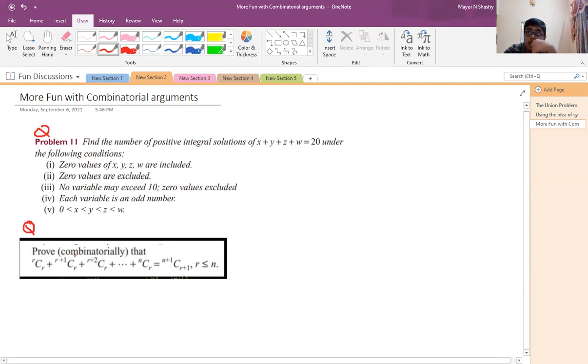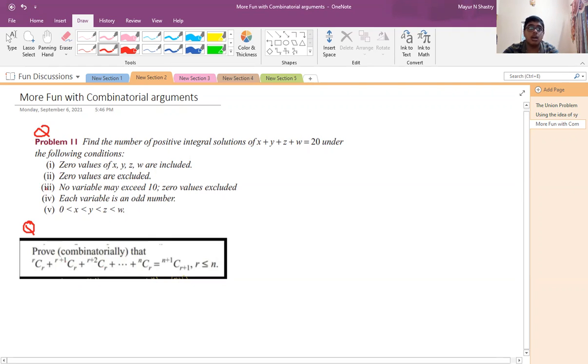So maybe that gave me an idea: can we use this number of positive integral solutions to prove this combinatorially? Can we do that? Maybe it's possible. And yes, I could do it, and that's why I've come here to share this with all of you. Let's start then with this problem.